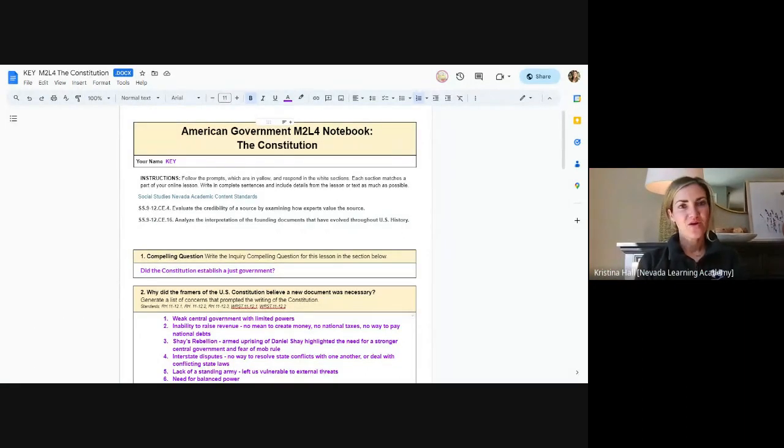All right, we're going to go back over into Canvas. And remember, we keep that open; we kind of toggle back and forth. So we're going to go to our next page and find our compelling question: did the Constitution establish a just government?